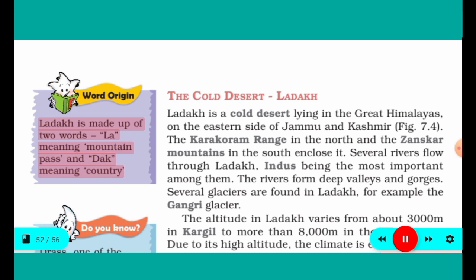Word origin. Ladakh is made up of two words, la, meaning mountain pass, and dak, meaning country. Do you know?